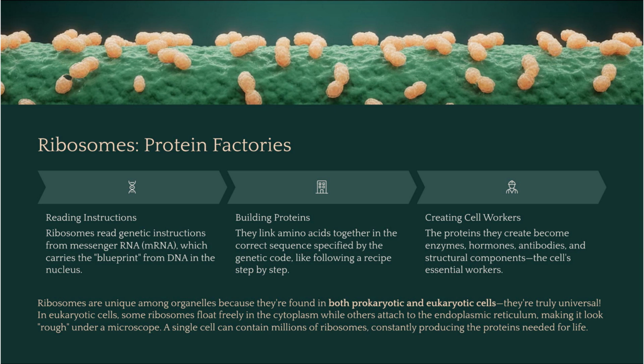Every cell needs to build stuff, and the most important things they build are proteins. The tiny structures responsible for this are the ribosomes, often described as the cell's protein factories. They take instructions from the nucleus and translate them into a chain of amino acids, which folds up to become a working protein. Ribosomes are so fundamental that you find them in both simple prokaryotic and complex eukaryotic cells.